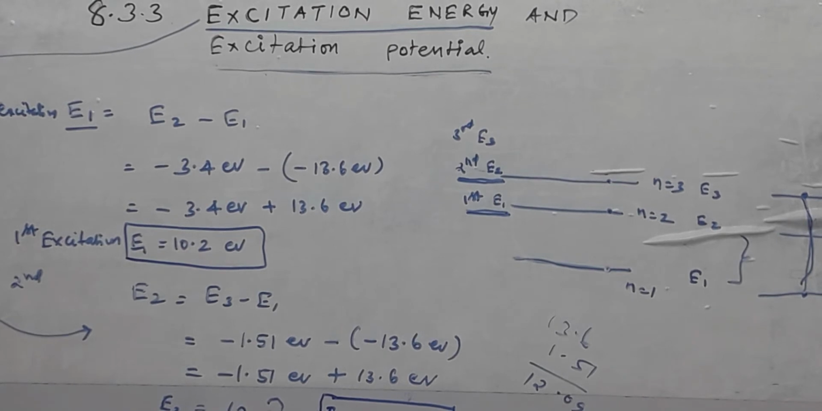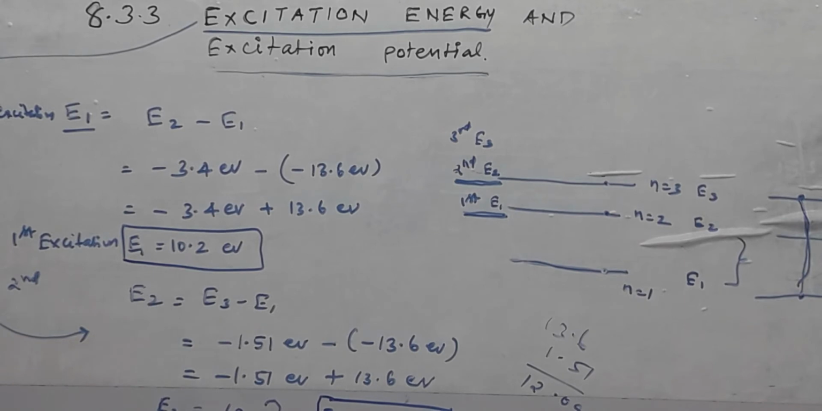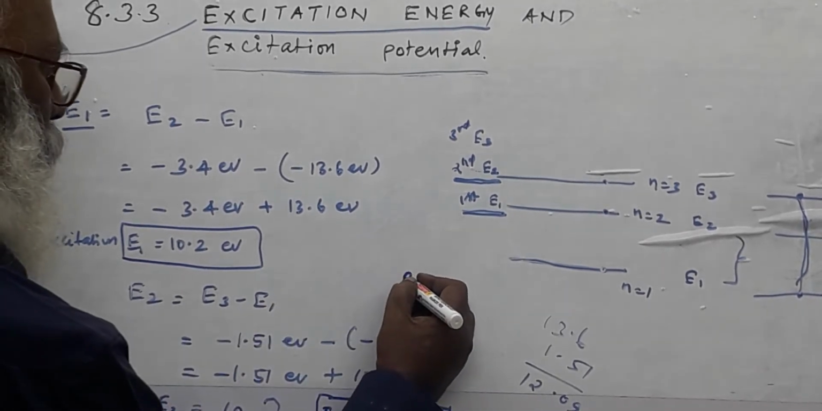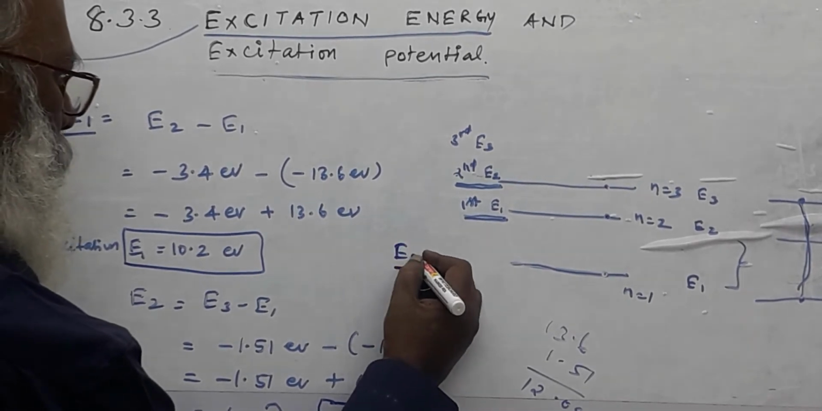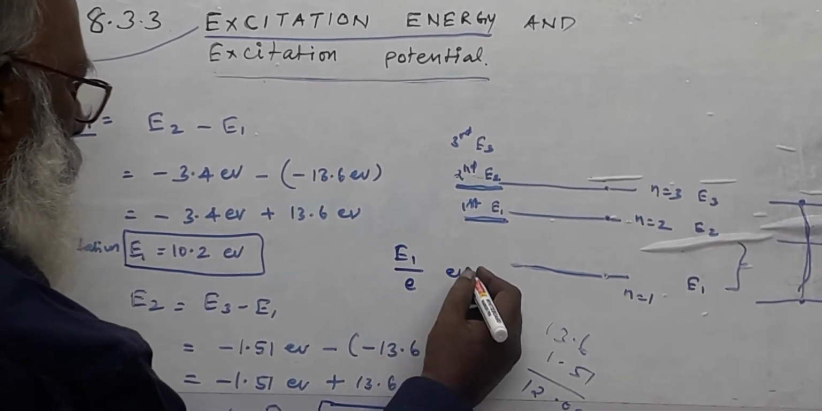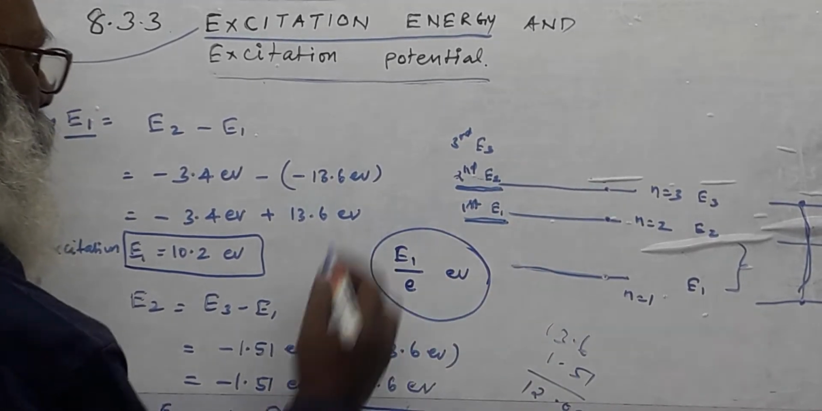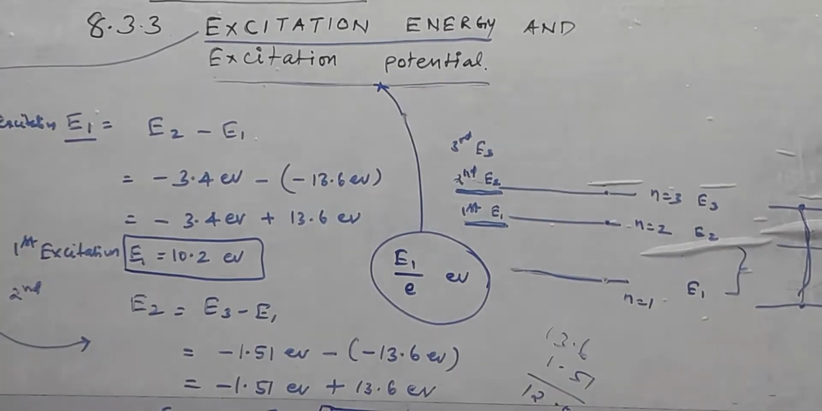That means excitation potential is defined as excitation energy per unit charge. Per unit charge means the charge of an electron, called e. Therefore, E1 by e, in electron volt. This is the method. This is called excitation potential.